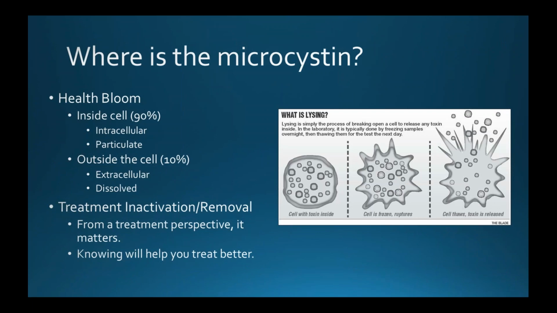So the next thing I'm going to talk to you about is, where is the microcystin? Well, in a healthy bloom, which is an intact bloom, 90% of the microcystin is going to be inside the cell. That's what we call intracellular, or some people call particulate, being held in the cell. Outside of the cell, which is going to be 10% of the microcystin, is what we typically call extracellular or dissolved. Now this really matters from a treatment perspective, because if you precipitate it all out in your coagulation and you get a nice coagulant floc and it drops, you still have 10%. You need to know that. That's going to be dissolved. So we need to know how to treat the dissolved, and we need to know how to treat what's inside the cell. So it's extremely important, again, to know where the microcystin is so you can treat it properly.